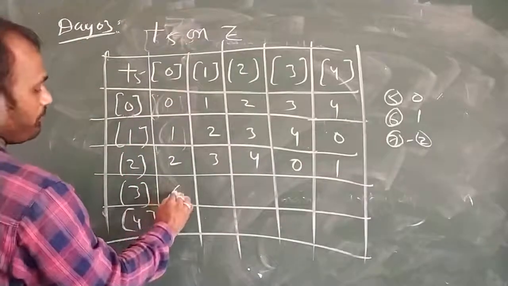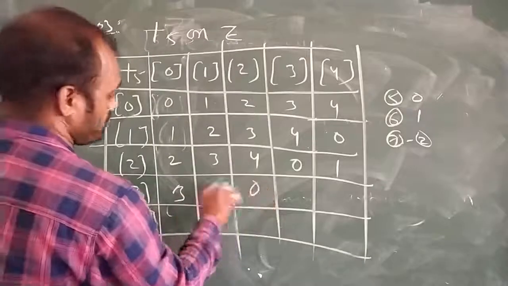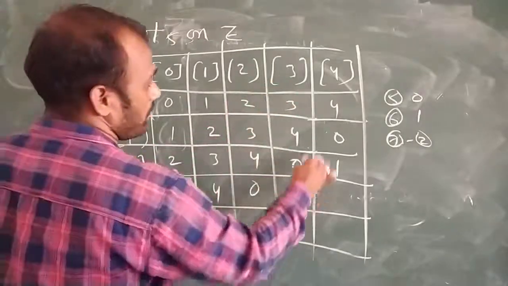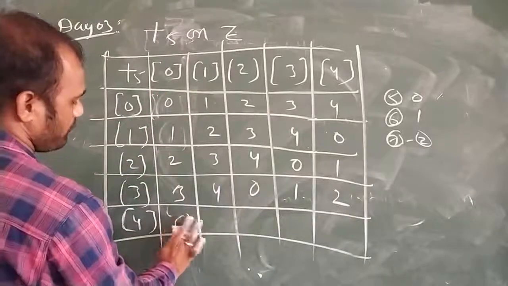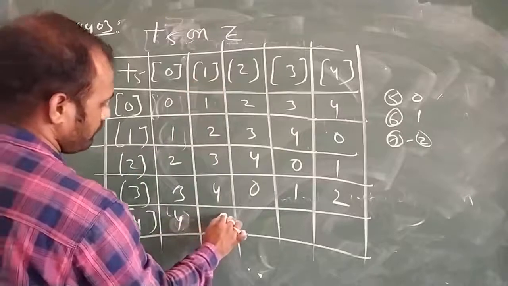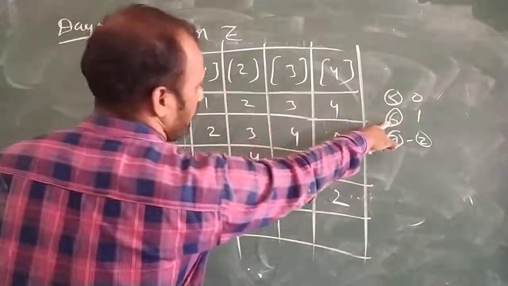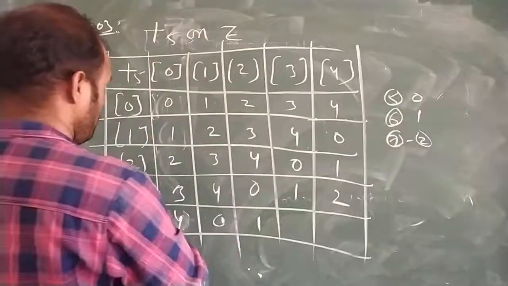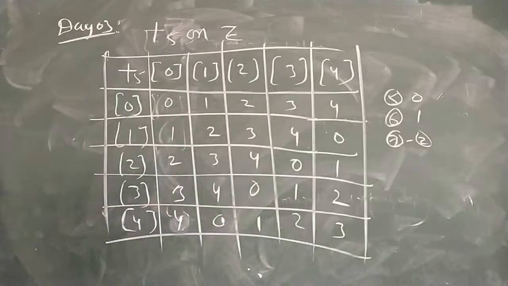3 plus 0, 3. 3 plus 1, 4. 3 plus 2, 5, which is remainder 0. 3 plus 3, 1. 3 plus 4, 2. 4 plus 0, 4. 4 plus 1, 5, remainder is 0. 4 plus 2, 6. If I divide 5 by 6, remainder is 1. 4 plus 3, 7, 2. Here it is 3. So these are the modulo arithmetic box.